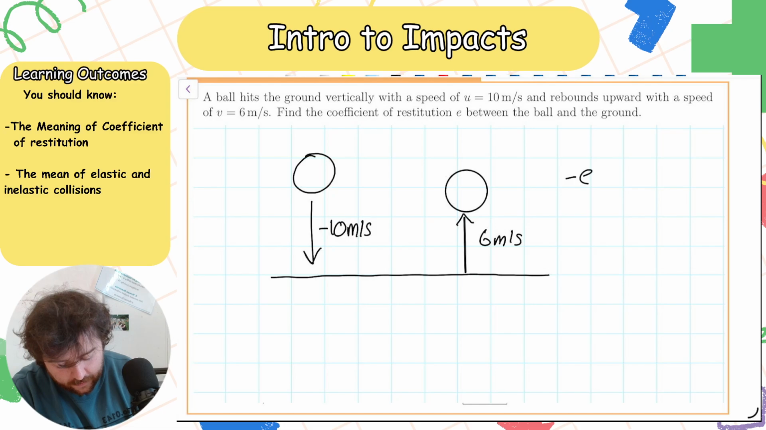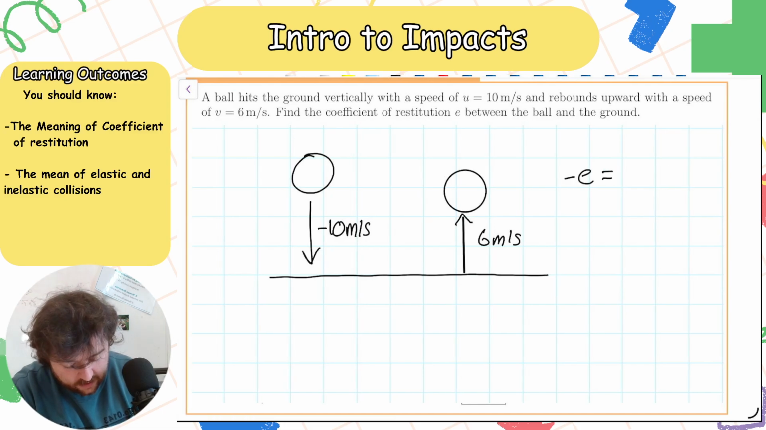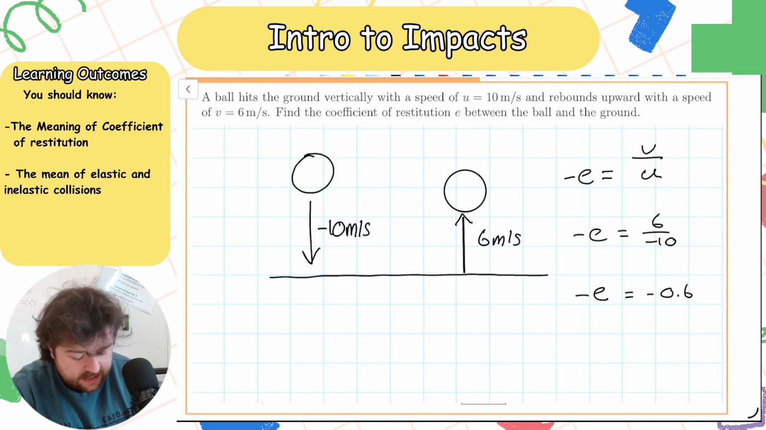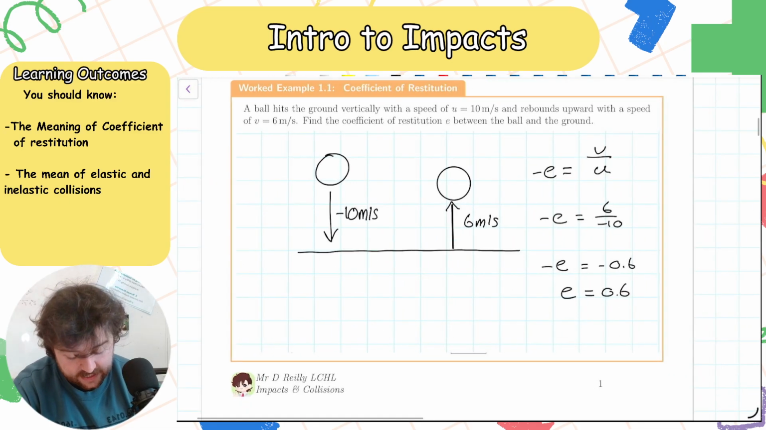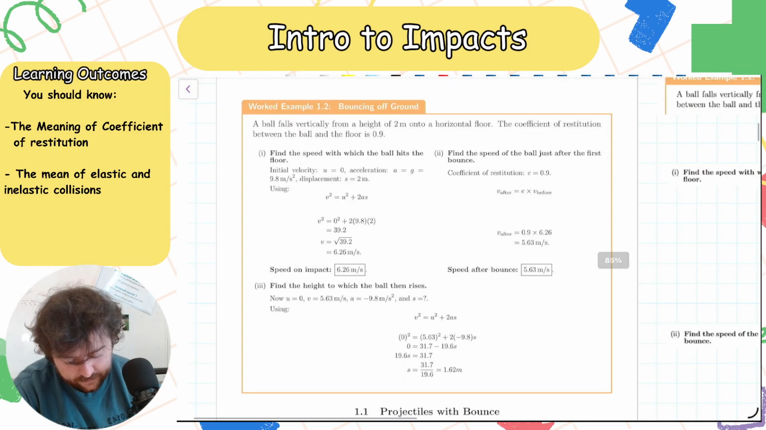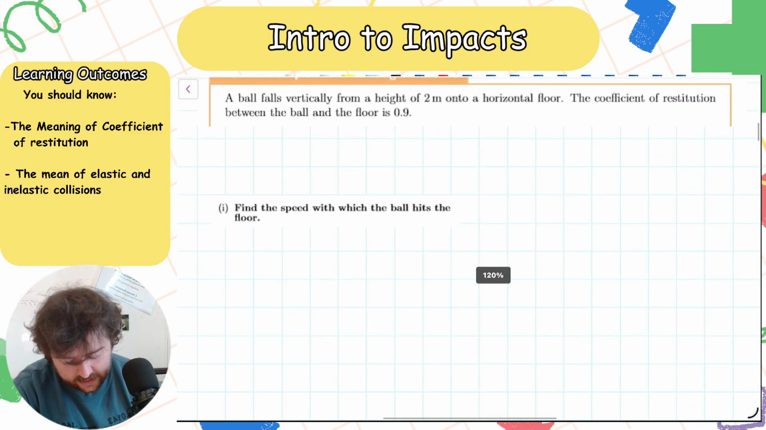So minus E is equal to V over U. So minus E is equal to 6 over minus 10. Minus E is going to be equal to minus 0.6. E is equal to 0.6. So my coefficient of restitution for this is 0.6. Let's have a look at one more example here.